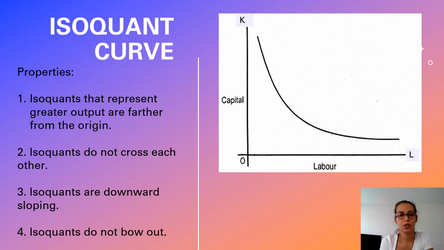An isoquant is a curve that shows all possible combinations of inputs that produce the same output. They have four properties: isoquants that represent greater output are farther from the origin, isoquants do not cross each other, isoquants are downward sloping, and isoquants do not bow out.